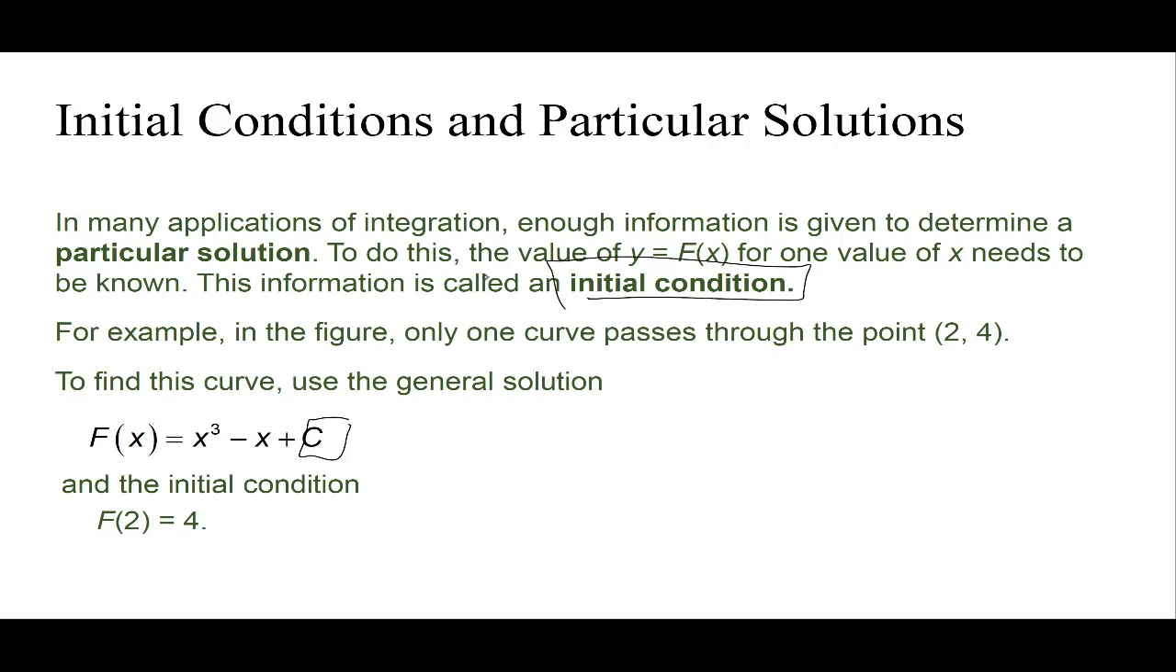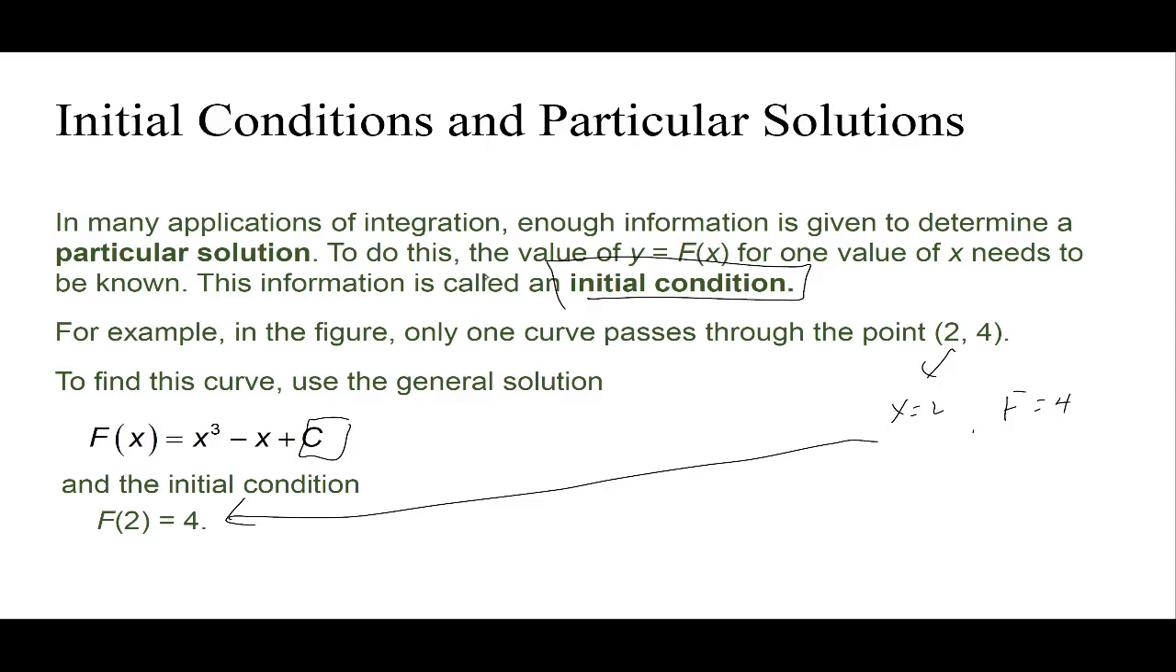In this example, in the figure, only one curve passes through the point (2, 4). This means when x is 2, the value of the function is 4. So I can write down this information like this: when x is 2, the value of the function has to be 4. This is called the initial condition.